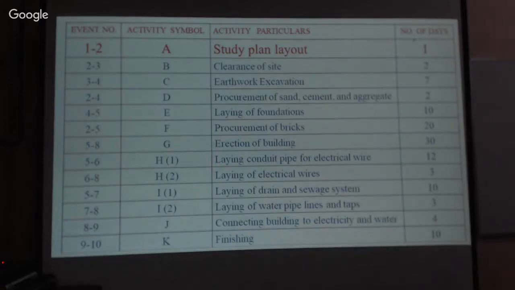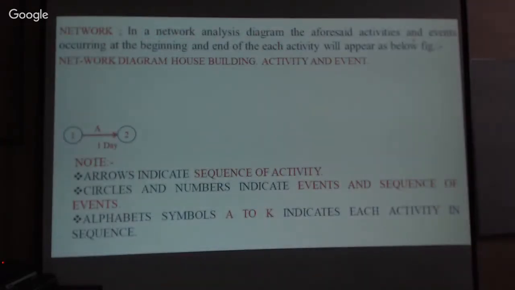Number 1, that is activity number 1, that is event number 1 to 2. Activity is A, and that is the layout plan. Number of days required, 1. Therefore you have to start from this. This is the event, then the activity name and the duration of the activity. Can you understand this?